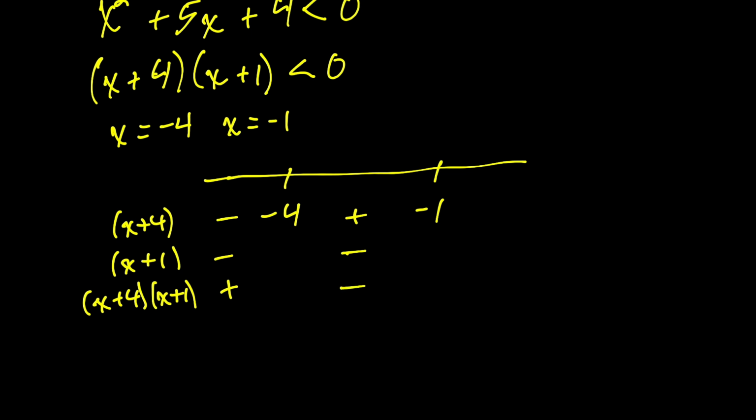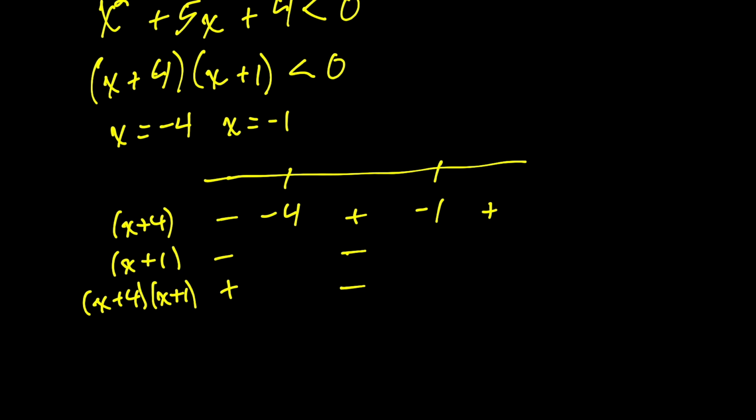Negative. And then one last region to check up here, greater than -1. So here we go. If I pick, say, I like 0 because 0 is easy to plug in over here and check. So let's pick a 0. What is 0 plus 4? Well, it's 4, but the important thing is it's positive.